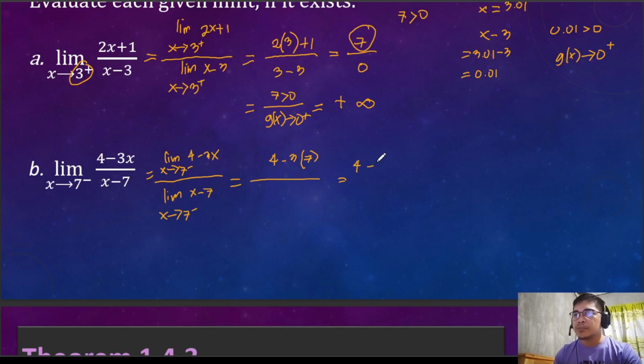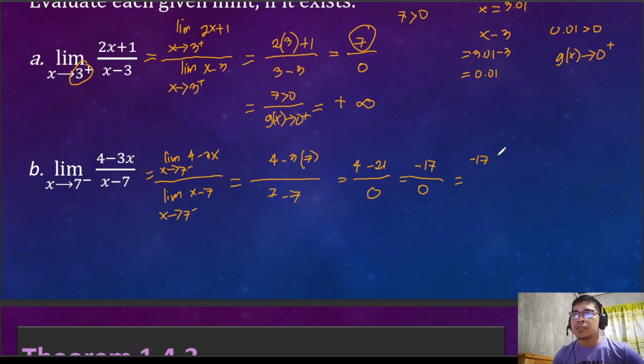minus 21 equals, the result of 4 minus 21 is negative 17. And then, narita sa denominator, so we get x minus 7. So, substitute lang itong value ni a. So, using the limit theorem, we have 7 minus 7. So, this is 0. Now, our numerator is negative 17.